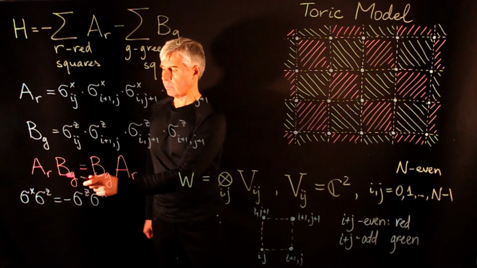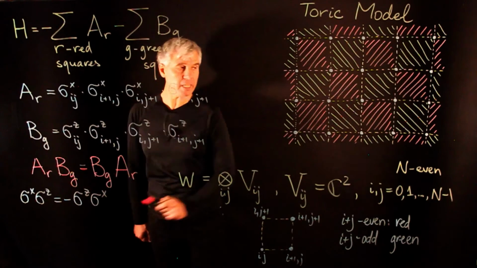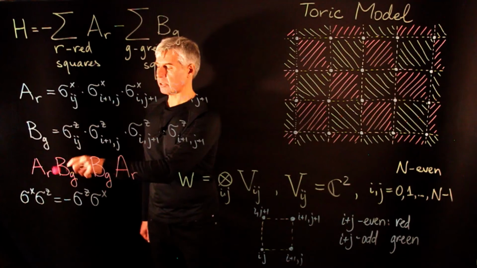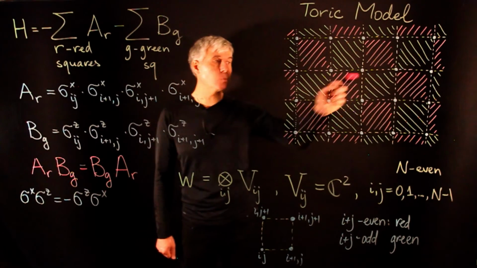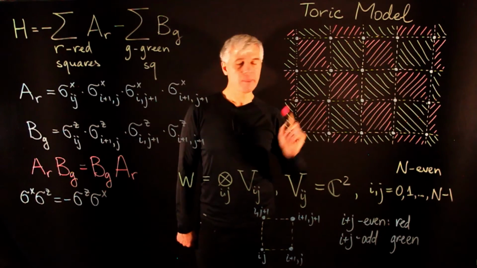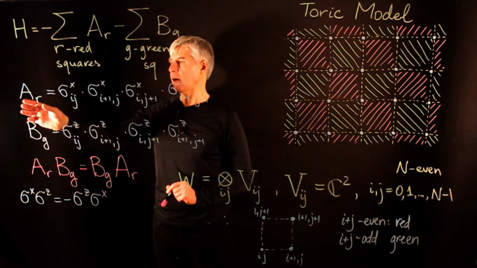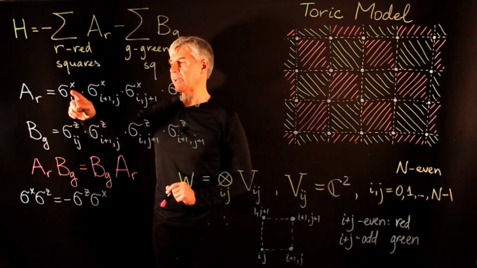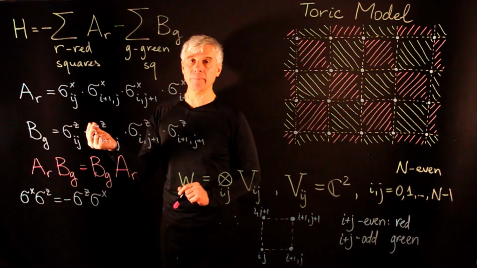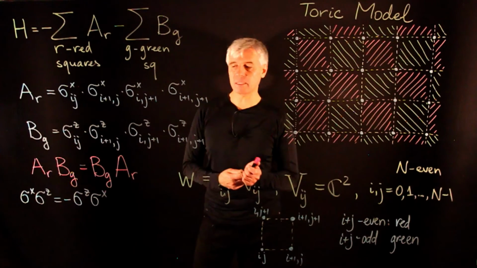Now let us understand why this commutativity holds. We take two squares, a red square and a green square, and we attach operators A_R and B_G corresponding to these squares. Now, if these two squares have no vertices in common, then these two operators will surely commute. Because if A_R has operator sigma x at location ij, the B_G operator will have the identity matrix at that location, and sigma x will commute with the identity matrix.